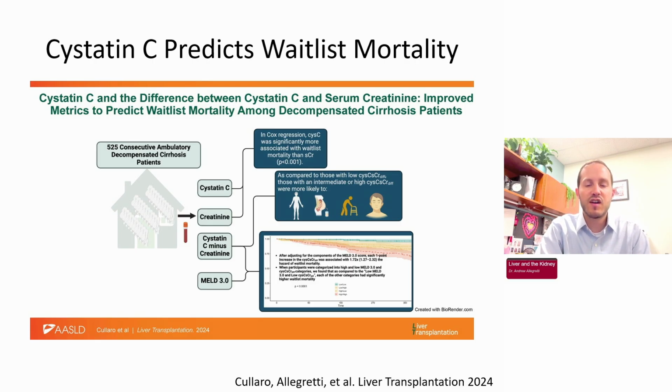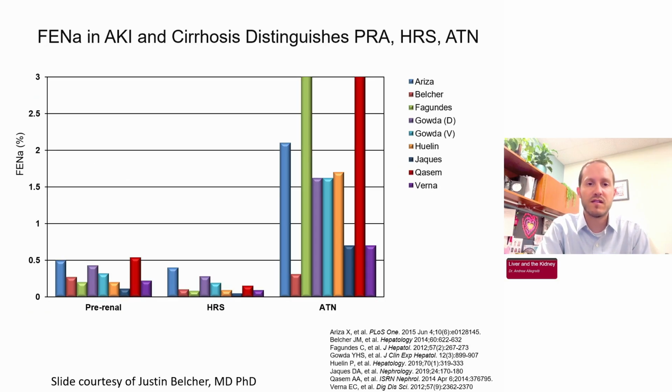So when looking at concurrent creatinine and cystatin C measurements at the time of liver transplant evaluation in patients who are listed, not only does cystatin C seem to correlate a little better with long-term mortality, but just having a delta or a mismatch between creatinine and cystatin C is independently predictive of poor outcomes, which may reflect, in fact, that sarcopenia that is hard to capture otherwise.